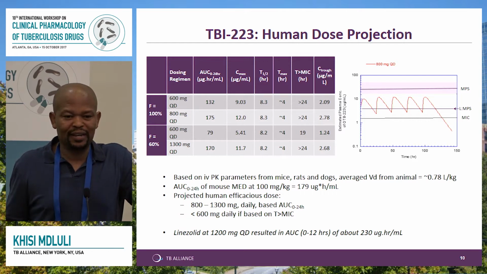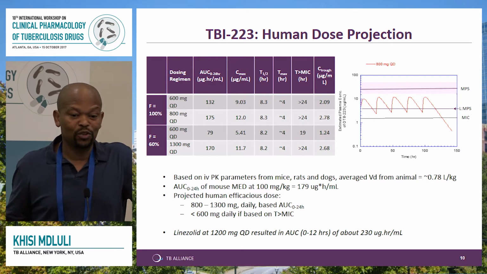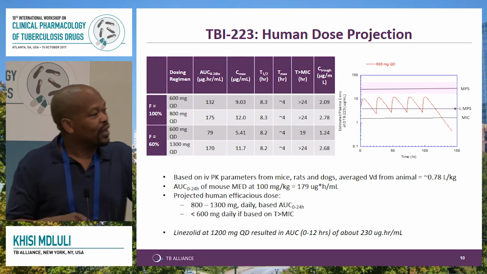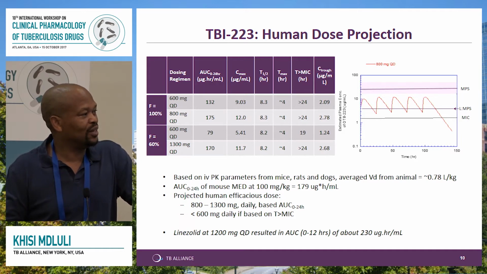Even more important, or at least another way of looking at the improvement that we've made, is that this is taking together all the studies from 3 animal models, mouse, rat, and dog, looking at the exposures and doing dose projection on that. We expect that the projected human efficacious dose for this compound is going to be about 800 to 1300 milligrams per day, so pretty much in the same range as linezolid, if you use AUC. But if you use time above MIC, we think we can even get away with 600 mg per day. So we're going to figure that out when we get to phase 1.